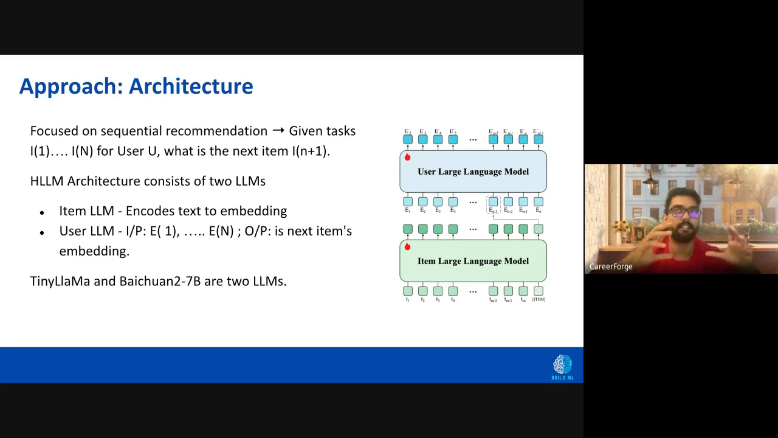But the main takeaways are the item language model to get the item embeddings, and the user language model, which takes the item interaction history and predicts whether a user will actually like an item or not.